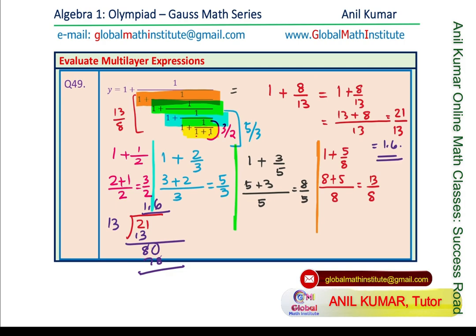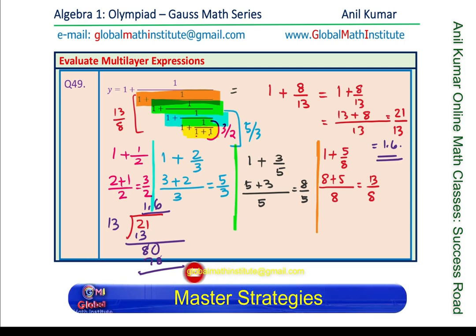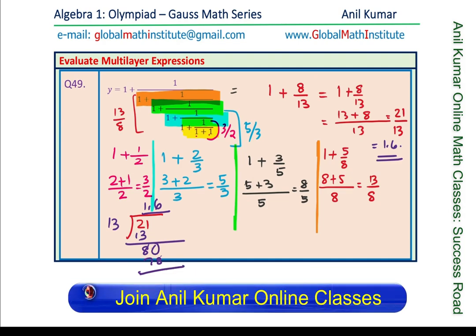Next one will be what? If I extend the series, you know what, right? 21 will come in the denominator, and 21 plus 13 will go in the numerator. And that is how this particular series will progress. So I hope you have understood this strategy also of adding such layers, multi-layer of fractions. Hope it makes sense, right? So that is how you evaluate multi-layer expressions. I hope you understand and appreciate it.